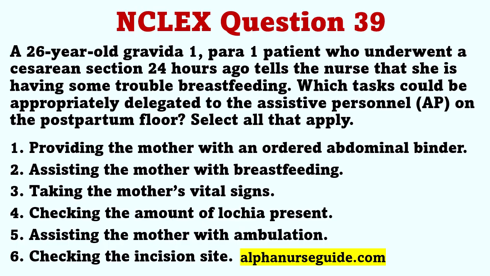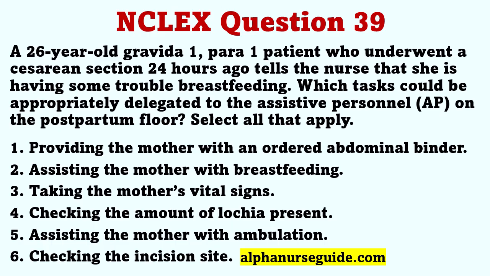A 26-year-old Gravida 1, Para 1 patient who underwent a cesarean section 24 hours ago tells the nurse that she is having some trouble breastfeeding. Which tasks could be appropriately delegated to the assistive personnel on the postpartum floor? Select all that apply. 1. Providing the mother with an ordered abdominal binder. 2. Assisting the mother with breastfeeding. 3. Taking the mother's vital signs. 4. Checking the amount of lochia present. 5. Assisting the mother with ambulation. 6. Checking the incision site.